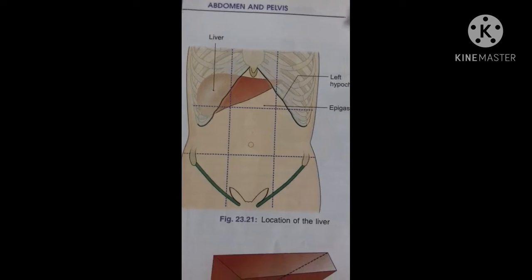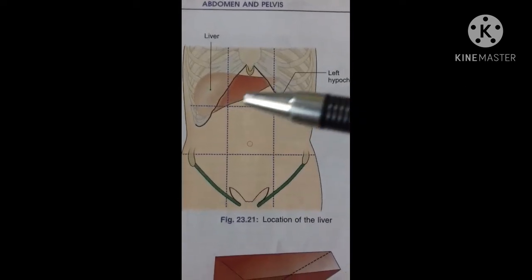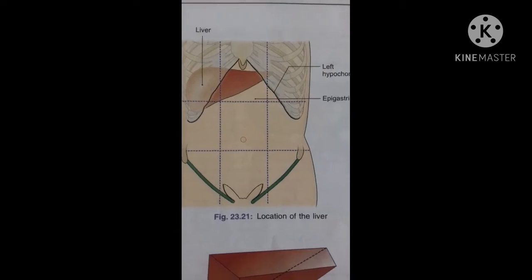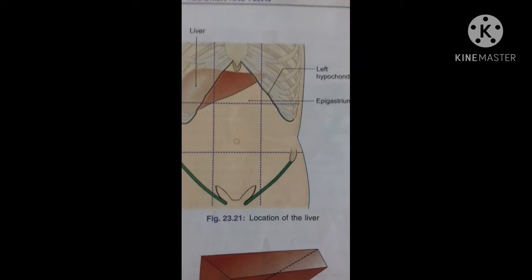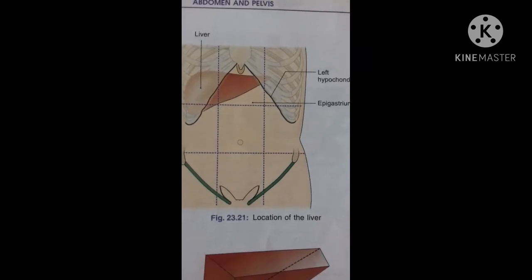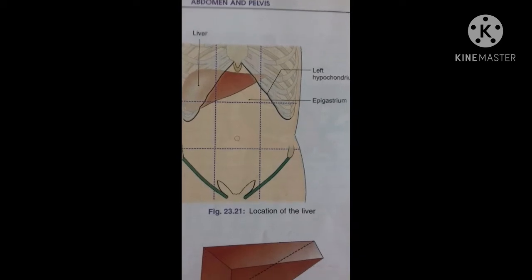Now, we can also call liver as hepar. Now, color of the liver is reddish brown. Then, consistency of liver is soft and very friable. And weight of liver in males is 1600 gram and weight of liver in females is 1300 gram.